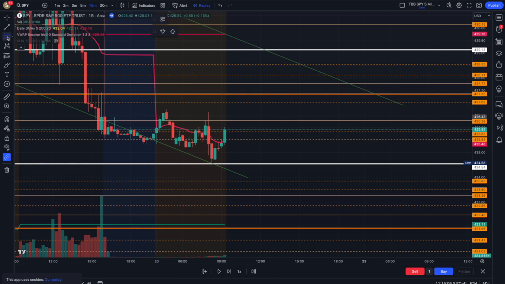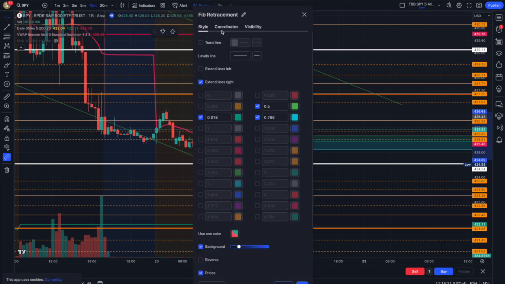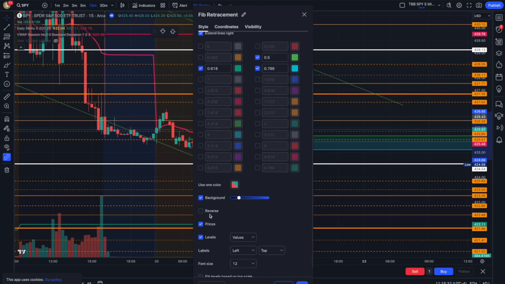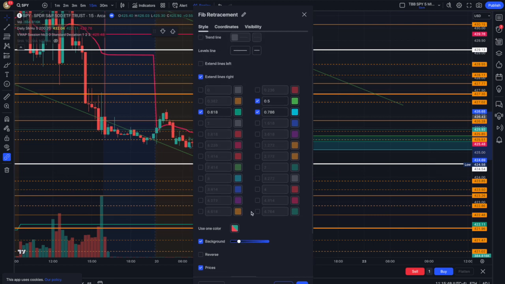So the first thing I need you to do is ensure that your Fib settings are identical to mine. I'm just going to draw a random fib from any point just so that I can show you the settings which I use when utilizing the Fibonacci tool. The only boxes you need ticked are the 0.5, 0.618 and 0.786. The other key thing here is to ensure that your reverse button is not ticked. Please leave that blank, and I'll touch on why that is important later on in the video, and those are the settings that you'll need.